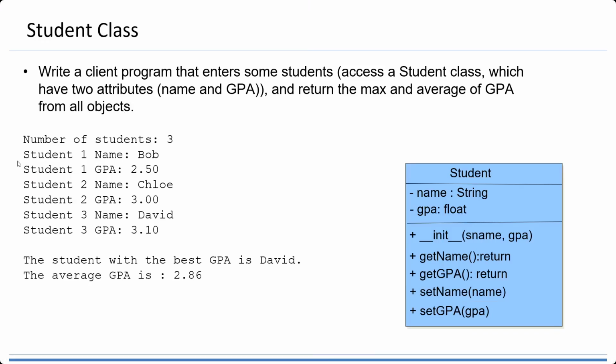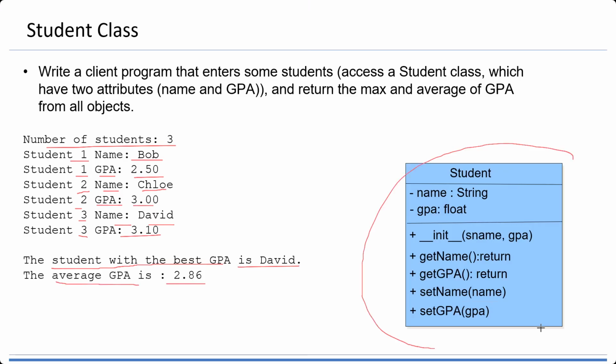Okay, let's see. Suppose I have 3 students. The student 1 name is Bob. Student 1 GPA is 2.5. Student 2 name is Chloe. Student 2 GPA is 3. Student 3 name is David, and the student 3 GPA is 3.1. The student with the best GPA is David. The average GPA is 2.86.